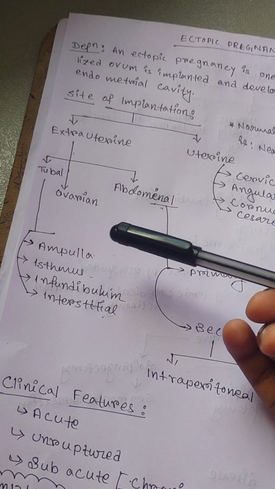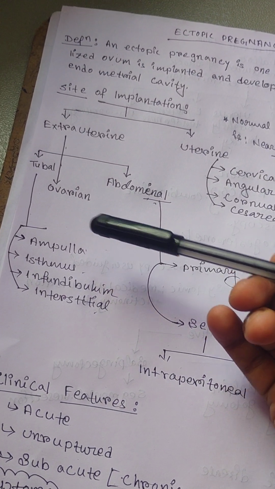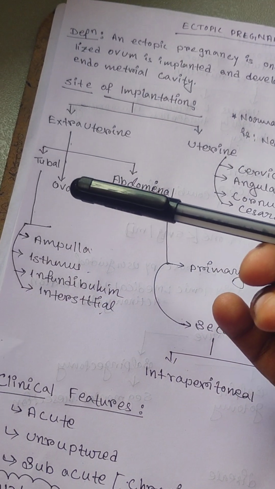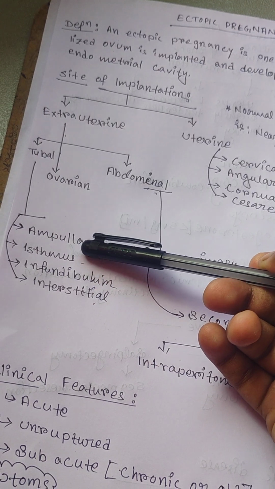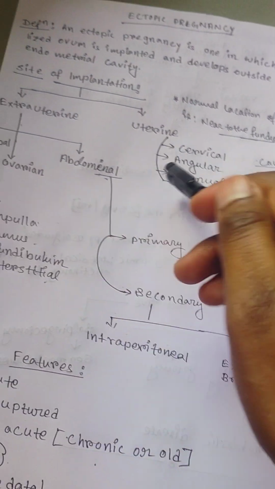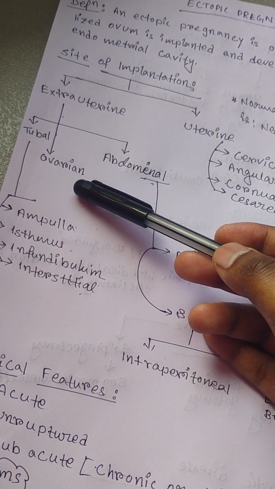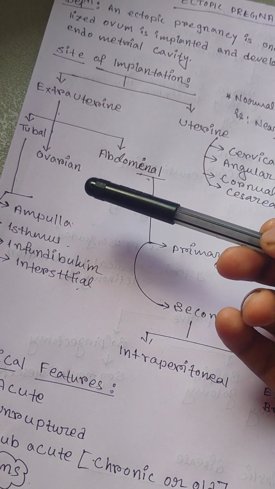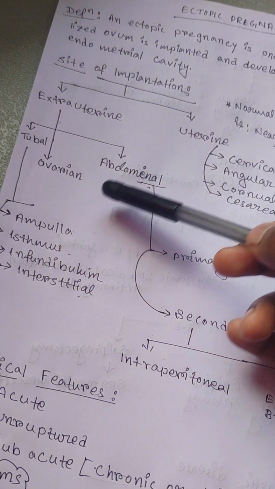We all know that fertilization occurs in the fallopian tube on the ampulla side. But if the growth of the fertilized ovum occurs in these parts, then it is called ectopic pregnancy. Then the ovary, where the ovum grows and develops, that is ovarian. If the fetus develops in the ovary, that is called ectopic pregnancy.